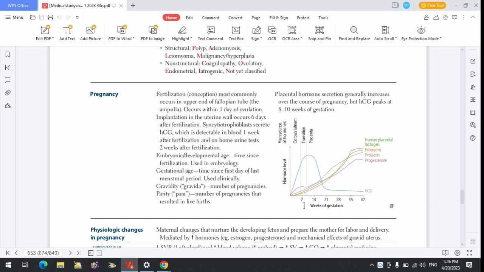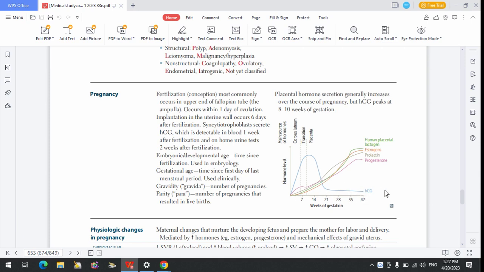It shows the weeks of gestation on the x-axis and the hormonal level on the y-axis, and represents five hormones: human placental lactogen, estrogen, prolactin, progesterone, and hCG. The one that doesn't last towards the end of gestation is hCG, so that one is very easy to recognize in the graph.